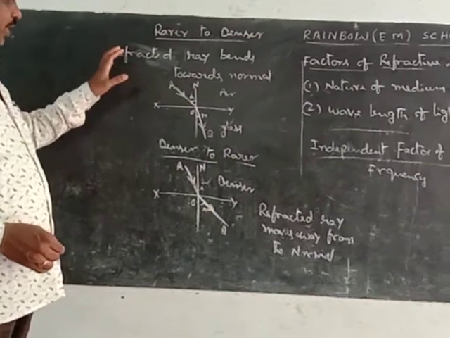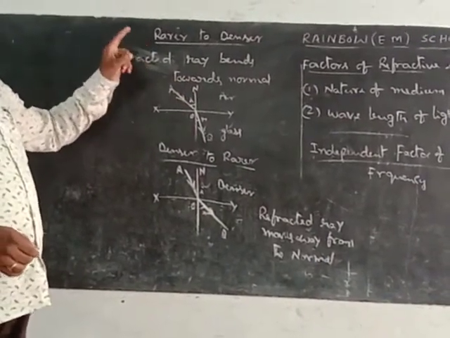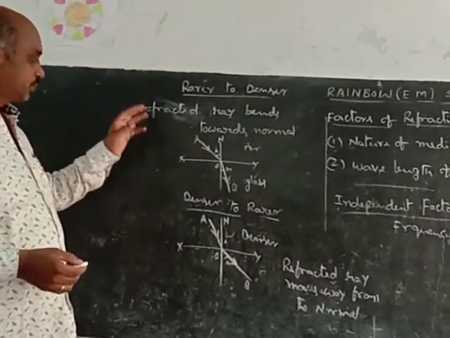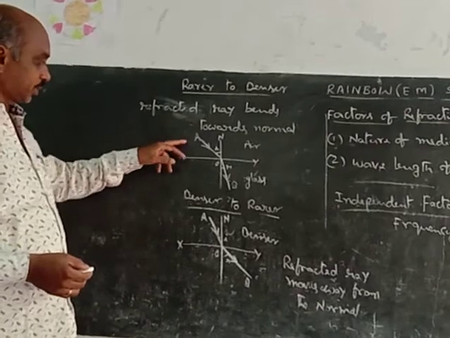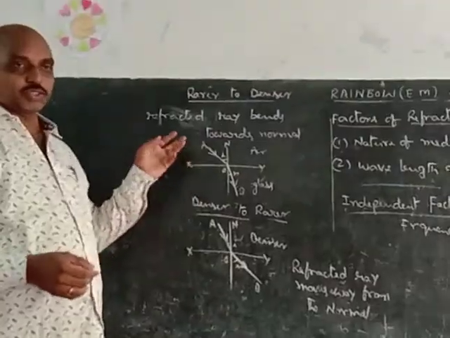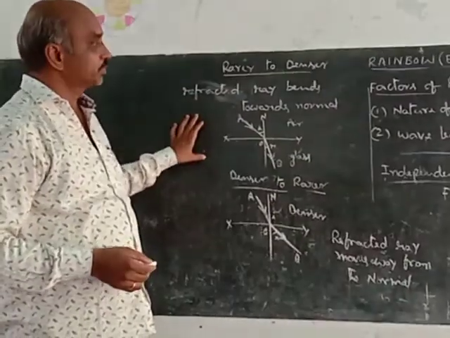And suppose light ray travels along the direction of normal, there is no deviation. There is no deviation means there is no change of light ray path. Suppose light ray travels along the separation of the two media, that is along XY, in that case also there is no change in the direction. These 2 points also remember.